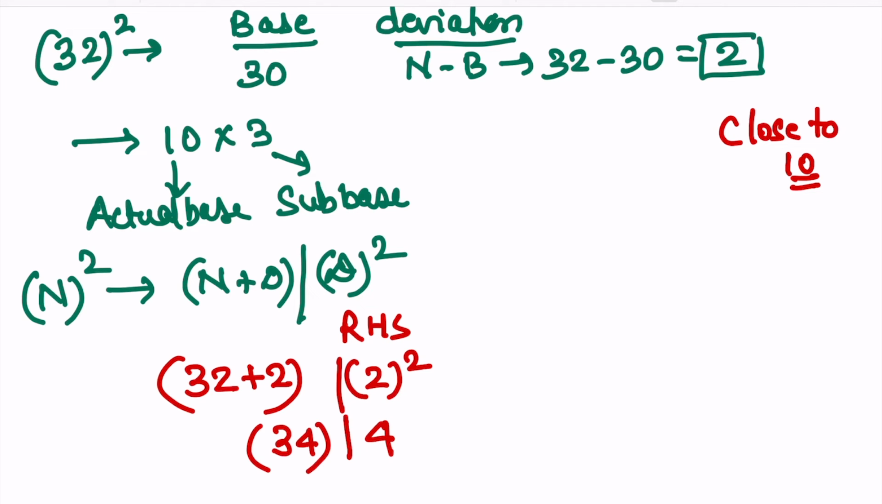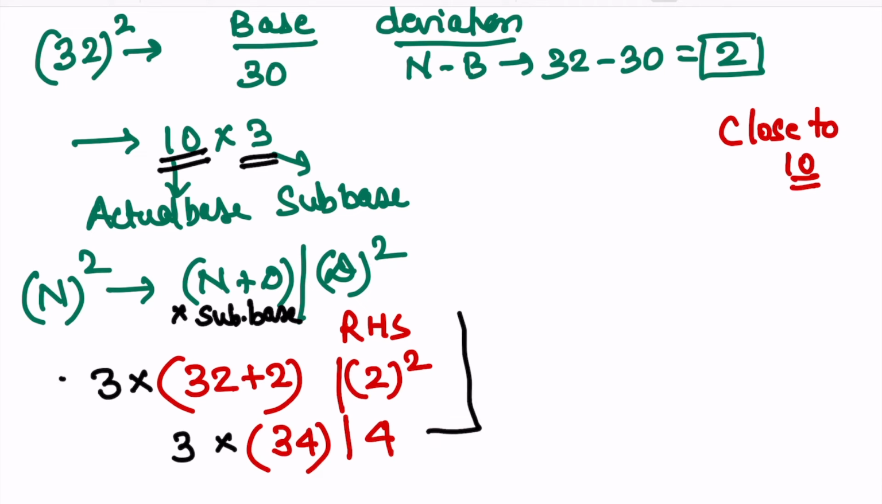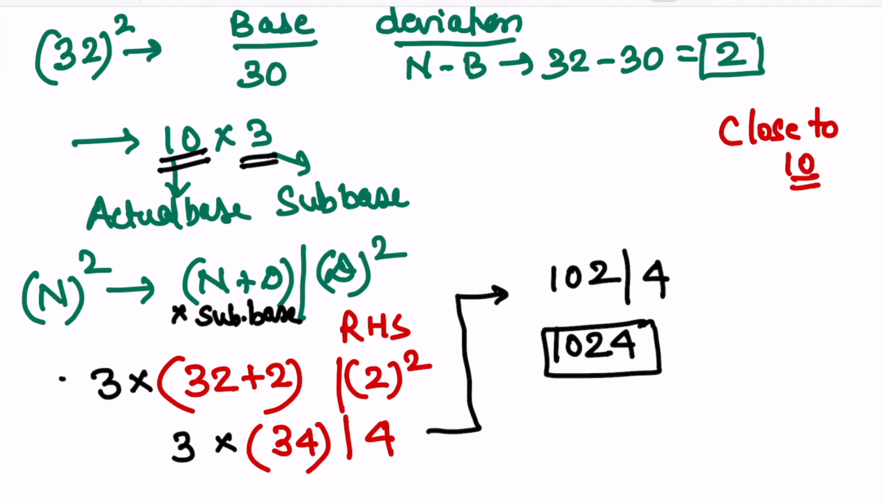Now one thing you have to note down, since the sub base was 3 and the actual base is 10, so we have to multiply this with the sub base. I'll write in the formula sub base and I'll multiply it with 3. So 34 into 3 will give me 102, and 4. So the answer is equal to 1024. In this way, you can use the concept of sub base to find out square of any number.